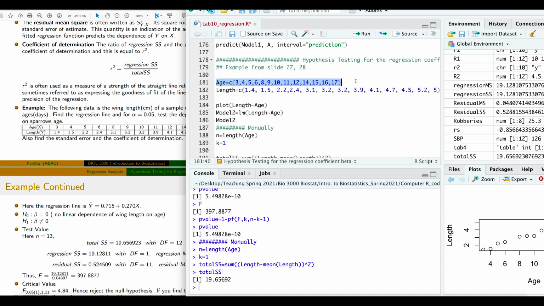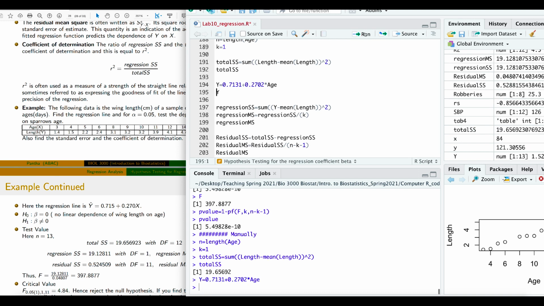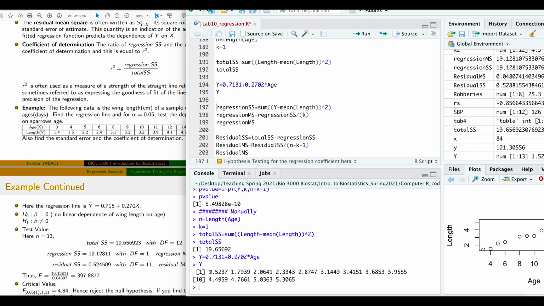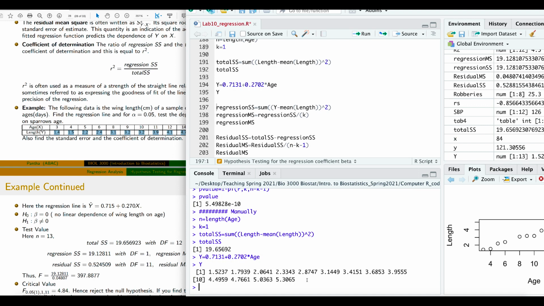Age is that. That will give you the predicted value, right? If you run this, these are the y values you get. These are the y predicted values. Okay, guys? So these are the y data values, and these are the y predicted values.